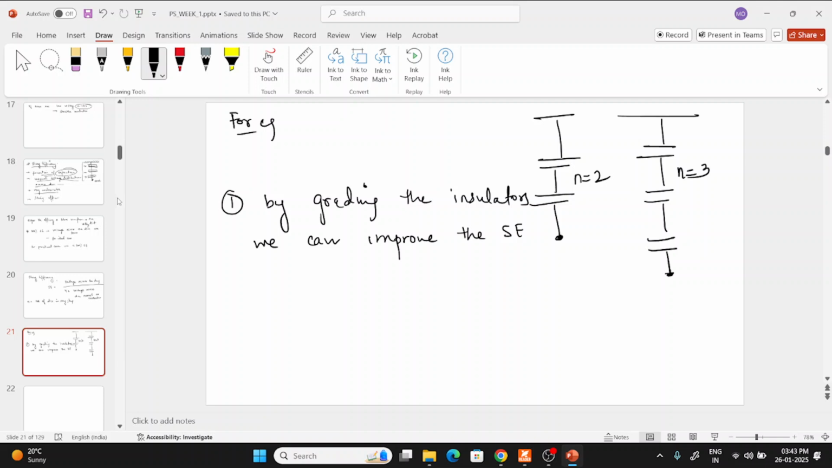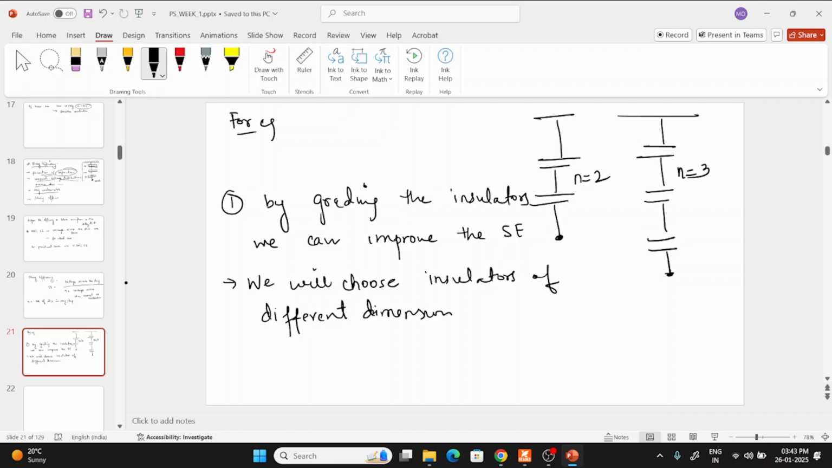How will it be used? What happens here is that we will choose insulators of different dimensions, so that they have different capacitance. Okay.